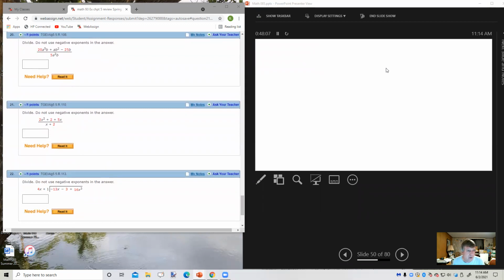If we have a polynomial divided by a monomial, such as this, 20a to the 5th b plus ab squared minus 25b all over 5a squared b. So a polynomial divided by a monomial, we rewrite it with each term in the numerator divided by the denominator. And then we'll go back and simplify each fraction, writing all exponents as positive numbers.